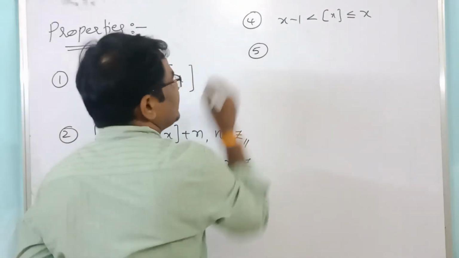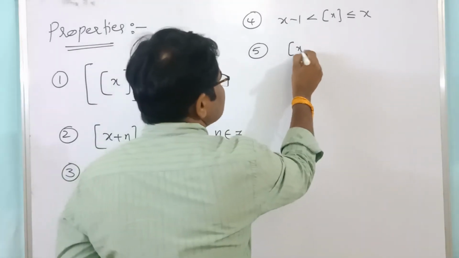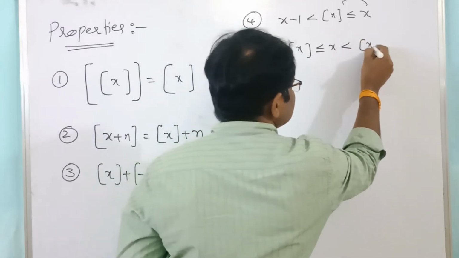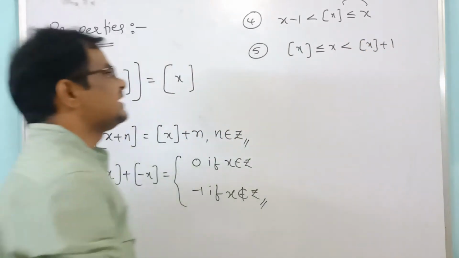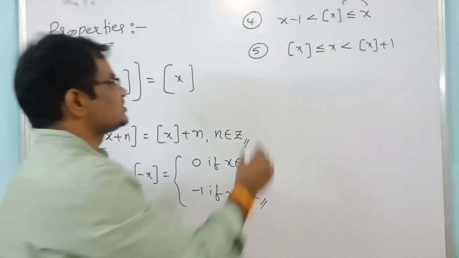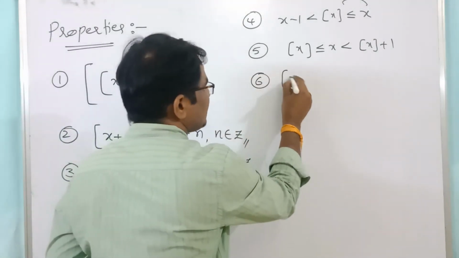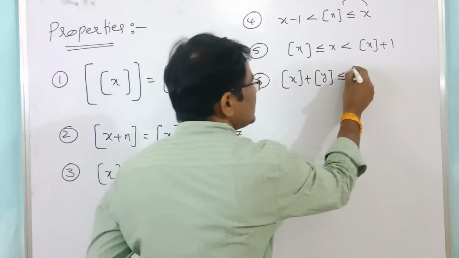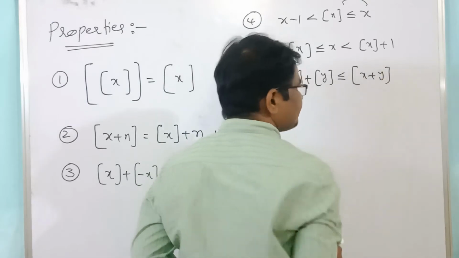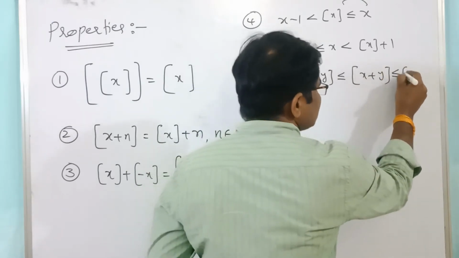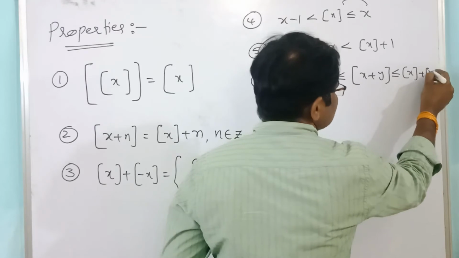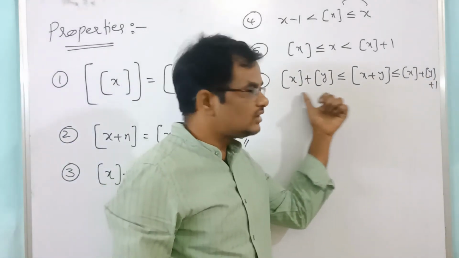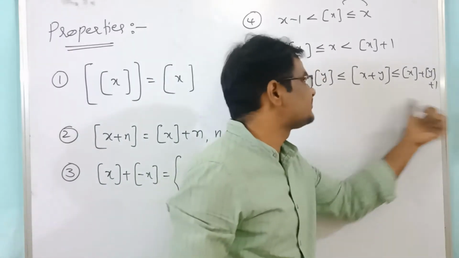And the fifth one: floor of x is less than or equal to x, and this is definitely less than floor of x plus 1, right? Next, the sixth one: floor of x plus floor of y is less than or equal to floor of x plus y. It can also be written as less than or equal to floor x plus floor y plus 1. You take any x values and verify, it definitely satisfies.